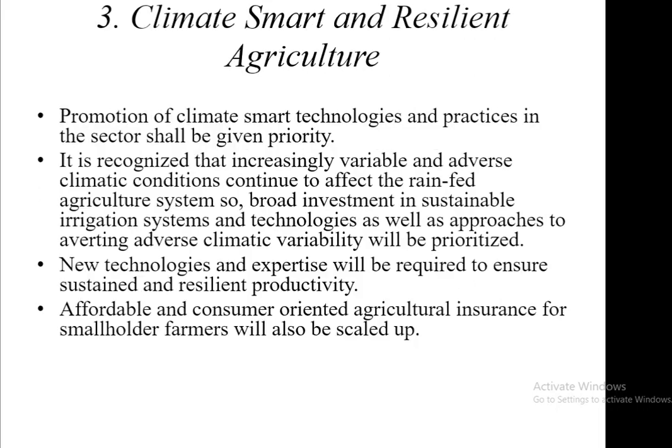The agenda also stresses the promotion of climate smart technologies and practices in the sector. This will be given a priority, as it is recognized that increasingly variable and adverse climatic conditions continue to affect the rain-fed agrarian system. So, broad investment in sustainable irrigation systems and technologies, as well as approaches to averting adverse climatic variability, will be prioritized. New technologies and expertise will be required to ensure sustained and resilient productivity. Affordable and consumer-oriented agricultural insurance for smallholder farmers will also be scaled up.